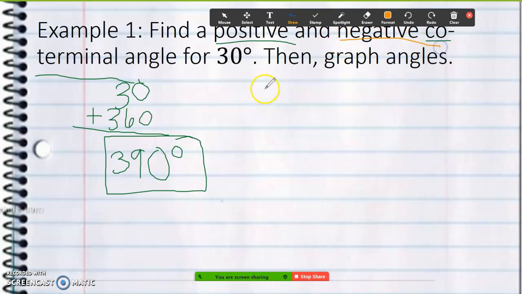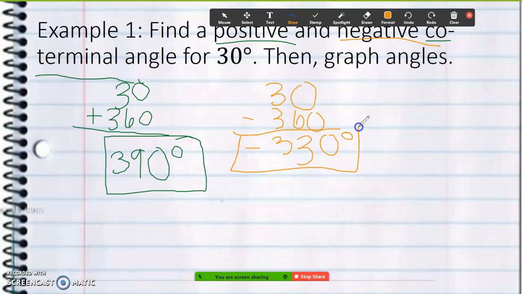To find a negative one, we have to get a negative number. So I'm going to subtract 360 degrees. 30 degrees minus 360 degrees is negative 330 degrees. Since this is a negative angle, that would be my negative coterminal angle. Then it says to graph it. So I'm going to graph the 30 degrees first. My 30-degree angle is right here.